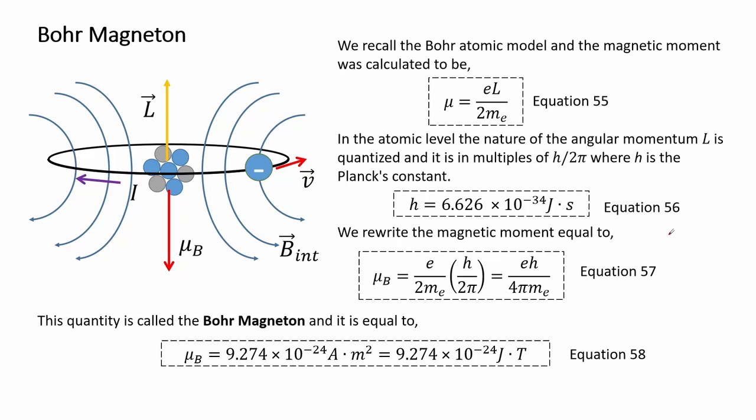We recall the Bohr atomic model, and the magnetic moment was calculated as shown in equation 55. At the atomic level, the angular momentum L is quantized, and it is in multiples of h over 2 pi, where h is Planck's constant. We rewrite the magnetic moment as equation 57, and this quantity is called the Bohr magneton, and it is equal to the value shown in equation 58. Electrons also produce magnetic fields as they spin around their own axis, and we call them the spin properties, which we discussed in the previous module.